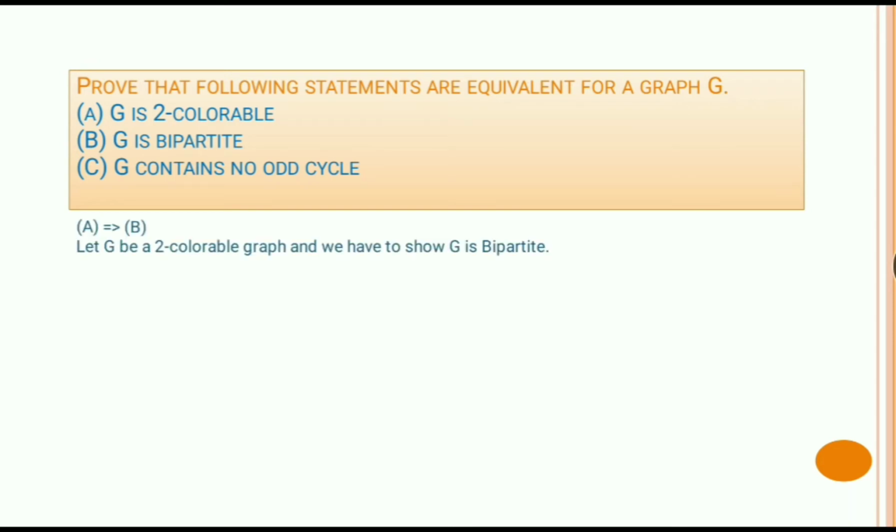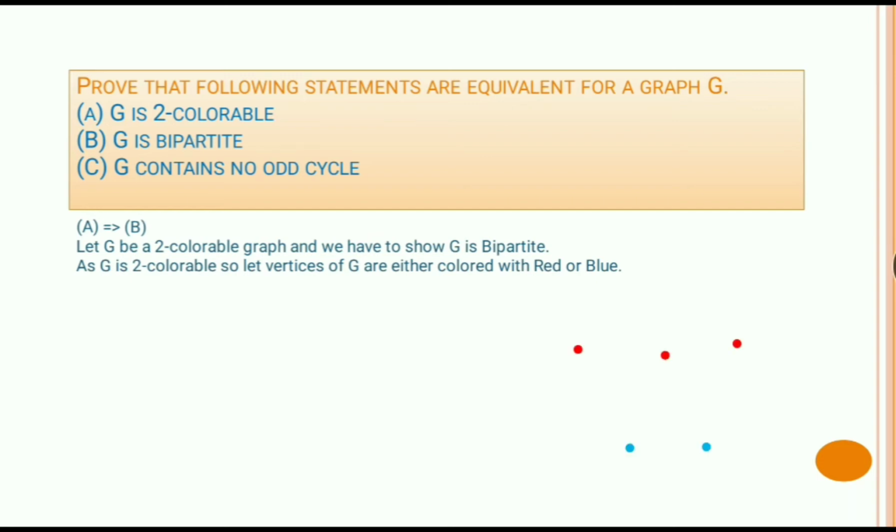A implies B says that if G is two colorable, then G is bipartite. So let G be a two colorable graph, then we have to show that G is bipartite. As G is two colorable, the vertices of G are colored with only two colors. So let those two colors be red and blue.